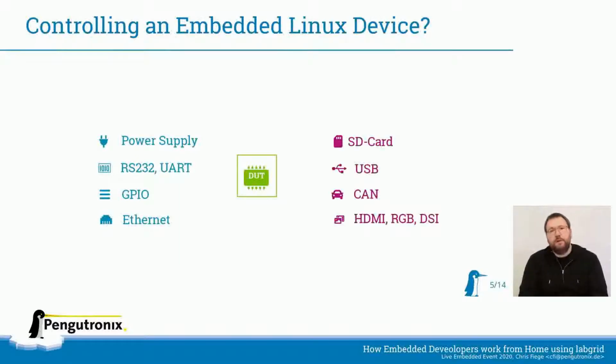And depending on your application, you may have lots of other interfaces. Maybe you have SD cards for data storage or for updates. You may have a USB port as device or as host role, or a CAN bus interface if you're doing something from the automotive area. Or, if your device under test has a display, you may have some kind of display port on that. Depending on your hardware, you can have a lot of other interfaces, so this list is by far not complete.